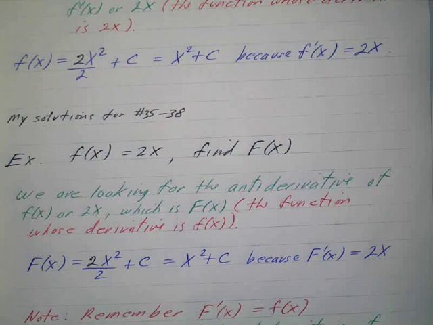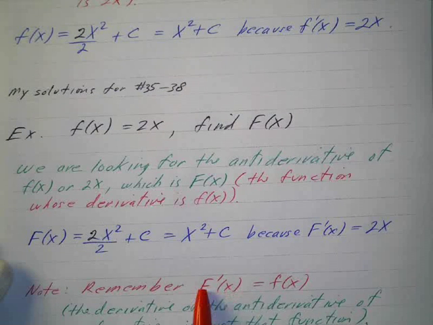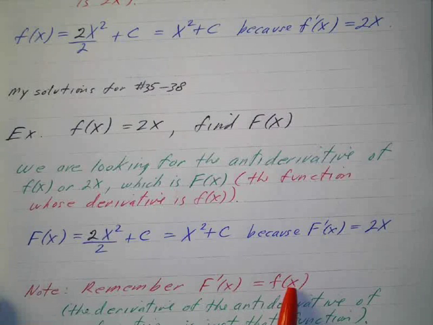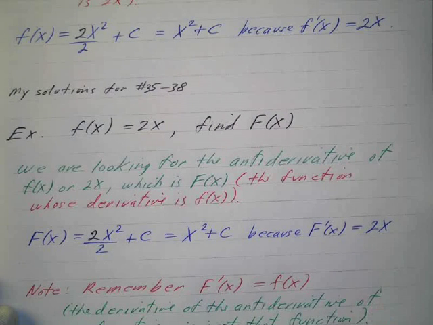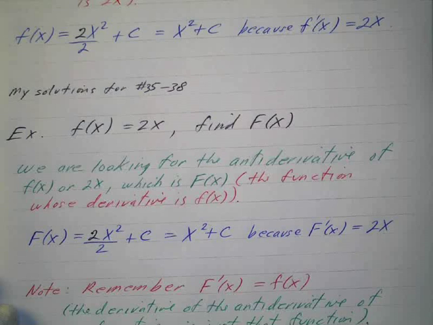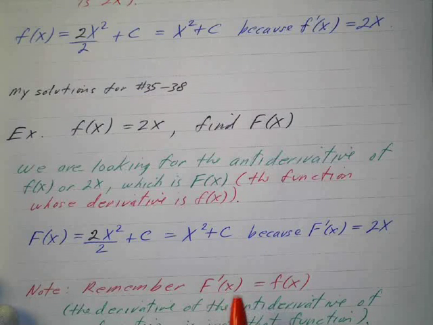Now, an easy way to remember this is just always remember capital F prime of x equals f of x. In other words, the derivative of the antiderivative of a function is just that function. So this is what ties these two notations in. All right? So we're not talking about f prime up here, we're talking about capital F prime of x.